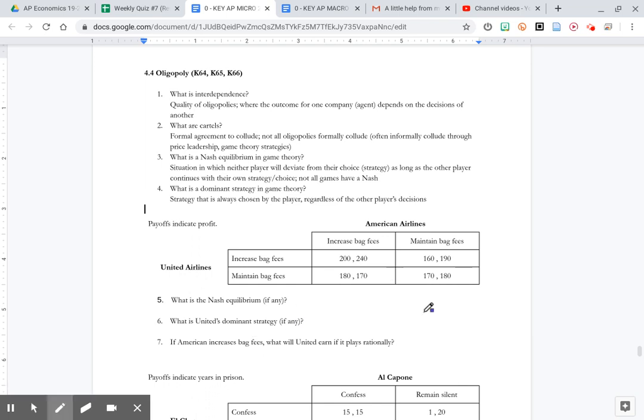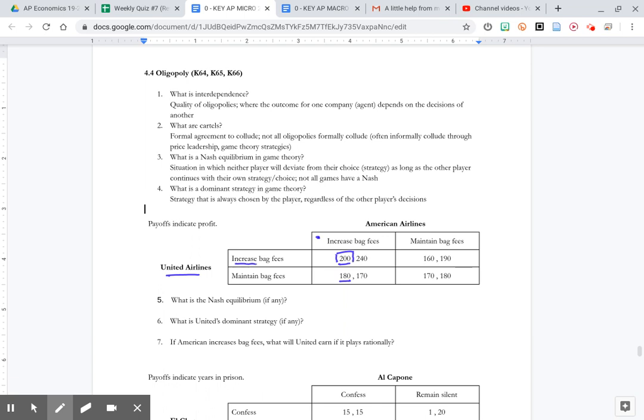So I've pulled out the pen here. And the way to read these is to say, play as maybe United first, and assume that American goes to increase bag fees. Well, if United is going to increase its bag fees, it will get 200. They get the number on the left because they're the left player. And if United maintains, then United gets 180. So if United thinks American Airlines is going to increase its bag fees, then we know that United will also increase its bag fees. And so that's the choice that they will make here.